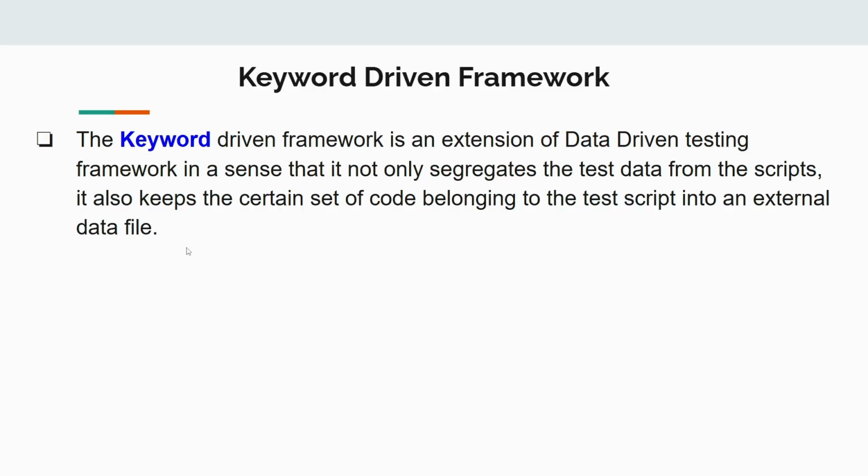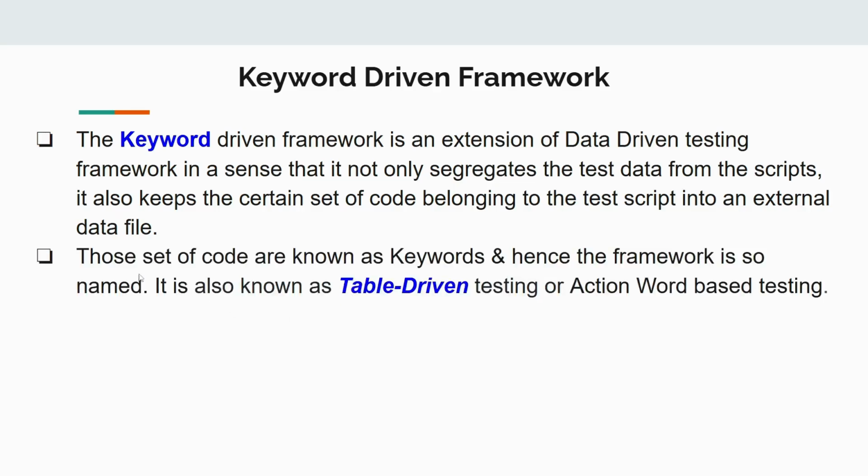Like some of the common test code that we might use repeatedly again and again. We put that code in an external file and give it a keyword. Those sets of code are known as keywords, and hence the framework's name, keyword-driven framework. It means we're driving keywords which are attached to scripts stored in an external file, an external Java file.